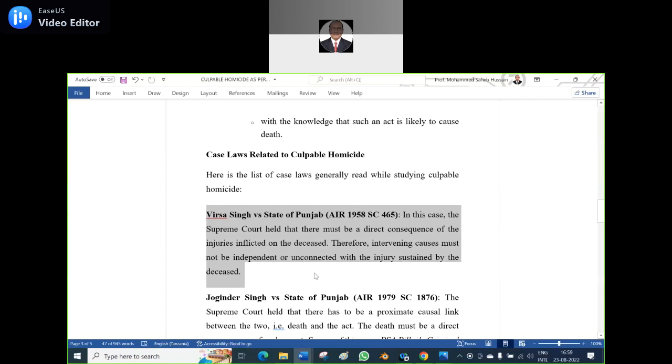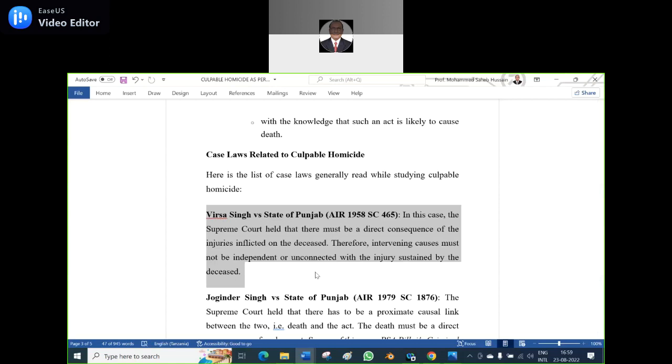Virsa Singh versus State of Punjab, AIR 1958 SC 465. In this case, the Supreme Court held that there must be a direct consequence of the injuries inflicted on the deceased. Therefore, the intervening cause must not be independent or unconnected with the injury sustained by the deceased.